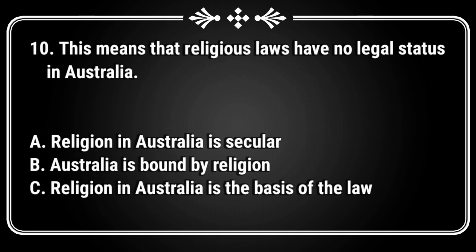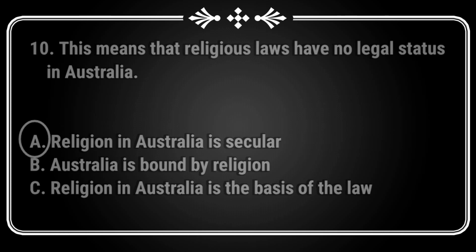Number 10. This means that religious laws have no legal status in Australia. Letter A, religion in Australia is secular. Letter B, Australia is bound by religion. Letter C, religion in Australia is the basis of the law. The answer is letter A, religion in Australia is secular.